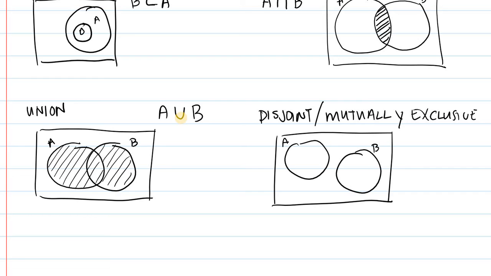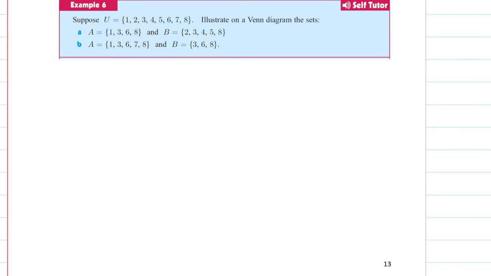All right, let's go to the notes and look at example 6. Suppose our universe is these numbers. We want to illustrate on a Venn diagram the set. There are two examples here, so let's start with A. We know our universe is going to be a box, so I'm just going to draw the box.